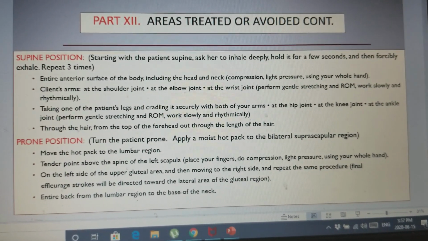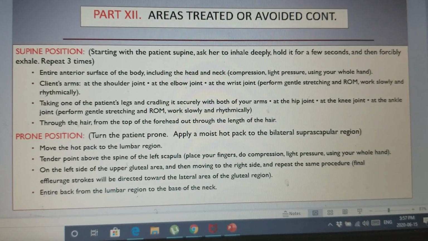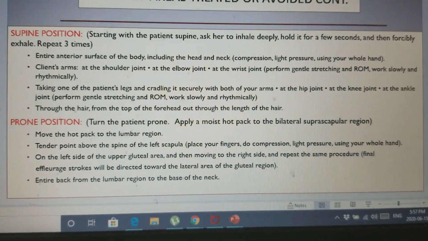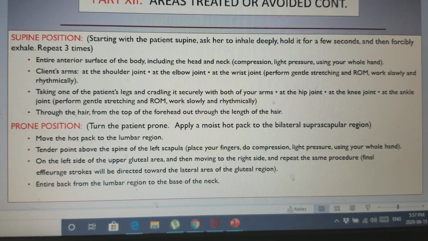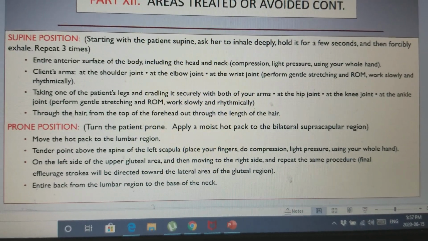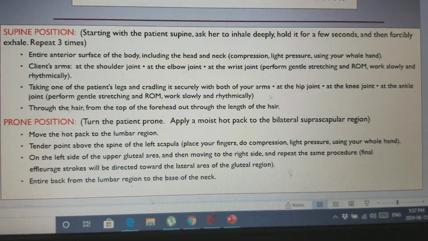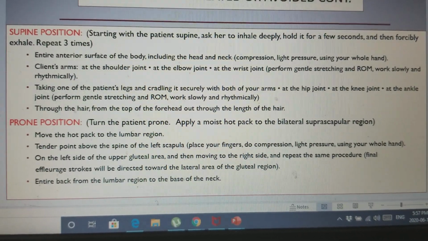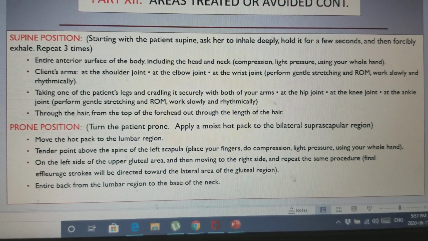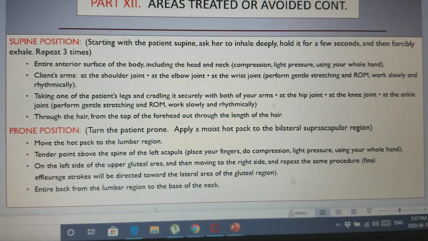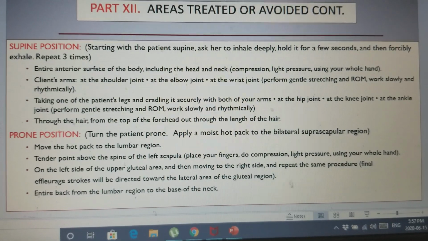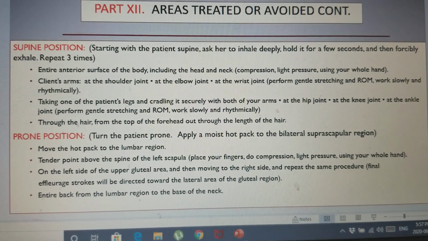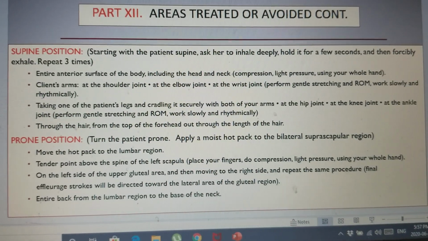Okay, so there are areas as well that could be avoided when treating a fibromyalgia patient, or the condition of a patient or a client. In the positioning as well, you should take that into consideration when treating your patient.